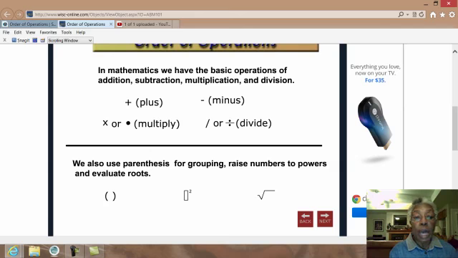Our plus, our minus, our times or multiply. You have your X or your dot for multiply. Diagonal or divide. We can also use parentheses for grouping, raise numbers to powers, and evaluate roots.